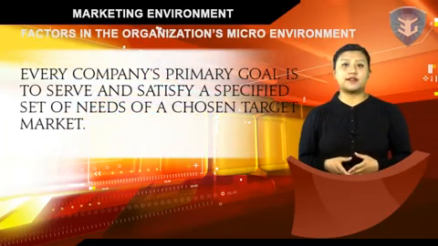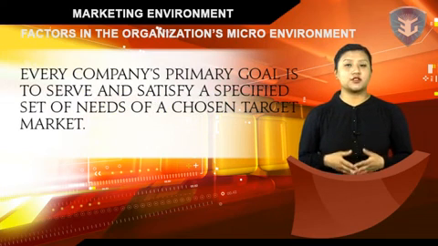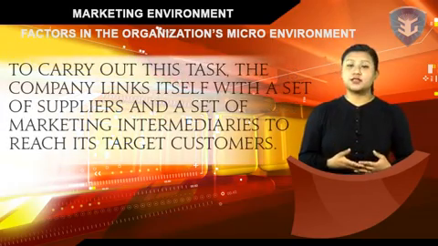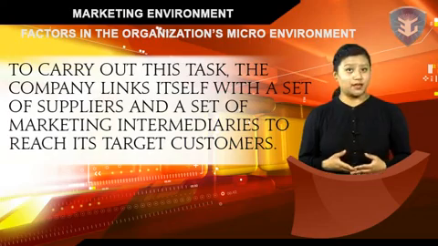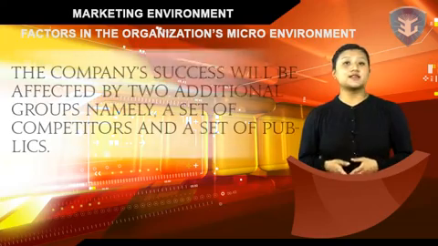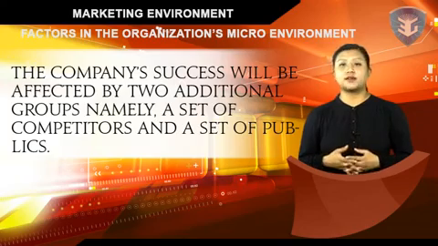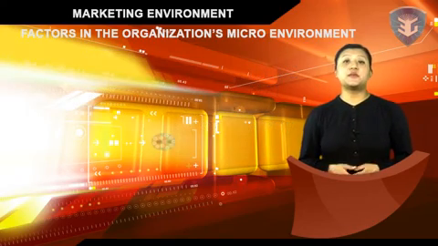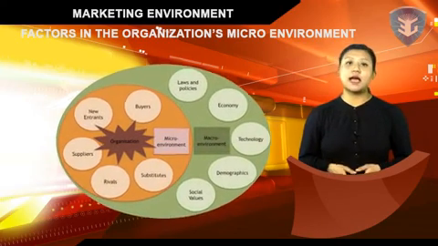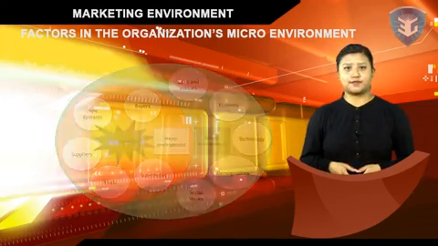Let's now talk about the factors in the organization's microenvironment. Every company's primary goal is to serve and satisfy a specified set of needs of a chosen target market. To carry out this task, the company links itself with a set of suppliers and a set of marketing intermediaries to reach its target customers. The suppliers, company, marketing intermediaries, customers chain comprises the core marketing system of the company. The company's success will be affected by two additional groups, namely a set of competitors and a set of publics. Company management has to watch and plan for all these factors.